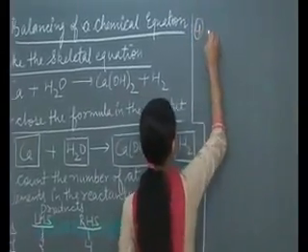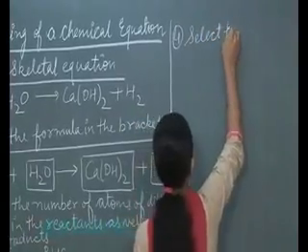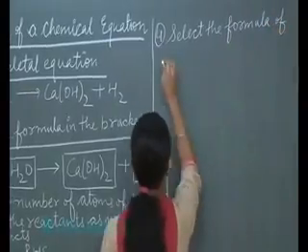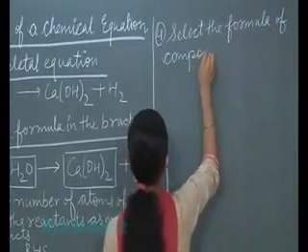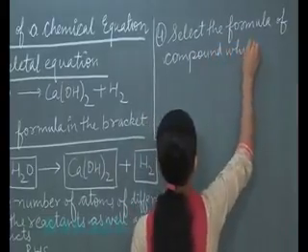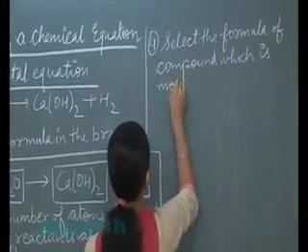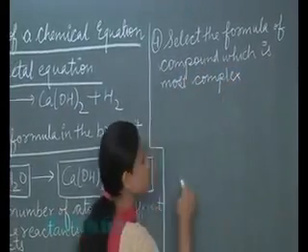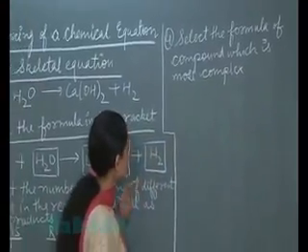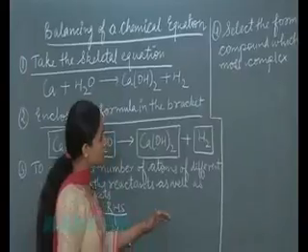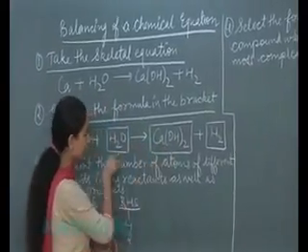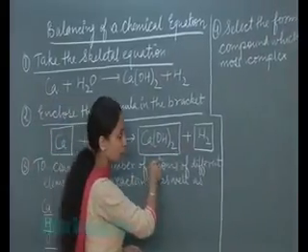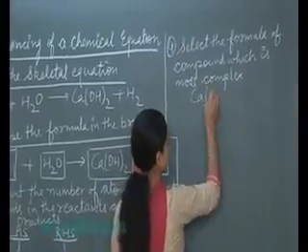Now students, fourth step is to select the formula of compound which is most complex or the compound which has biggest formula. Let us see students, in this equation the formula of which compound is most complex, that is of calcium hydroxide. These are the simple formulas: calcium, water, hydrogen. The most complex is that of calcium hydroxide. So in this we have selected calcium hydroxide.